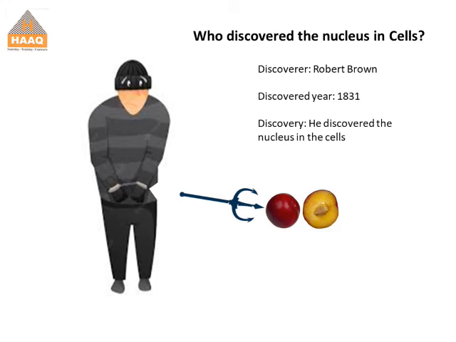And the discovered year was 1831. And how did we connect that? Because Robert, the human, is 1. And he was handcuffed. The handcuff is 8. And he was holding the trident, which is 3. It hit one cell, so it is 1. So what did he discover? By hitting the cell, he saw there is a nucleus in the cell. So interesting, isn't it? So funny to remember. I'm sure you can never ever forget all this.